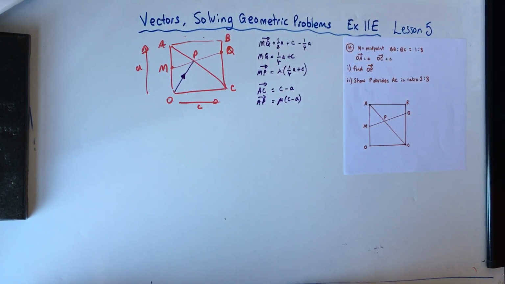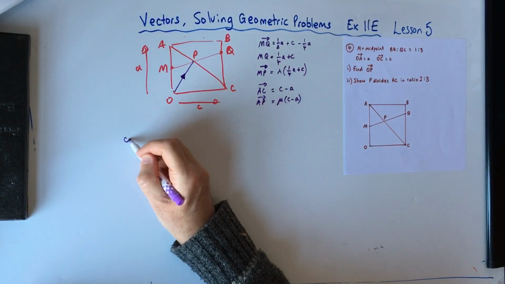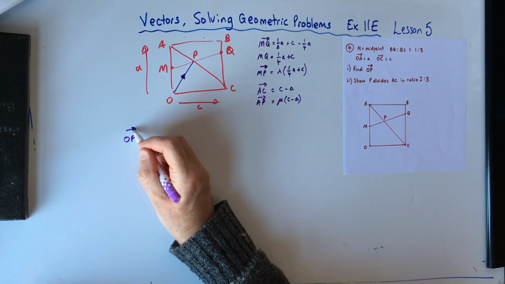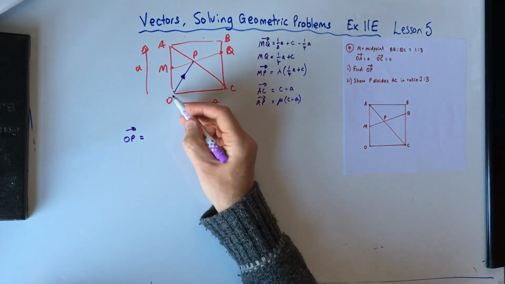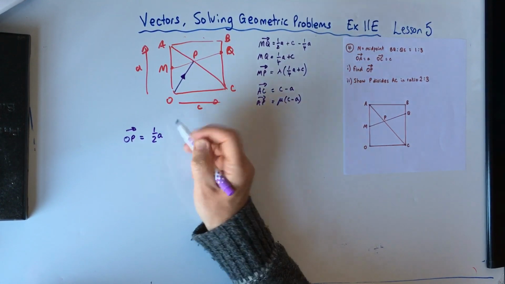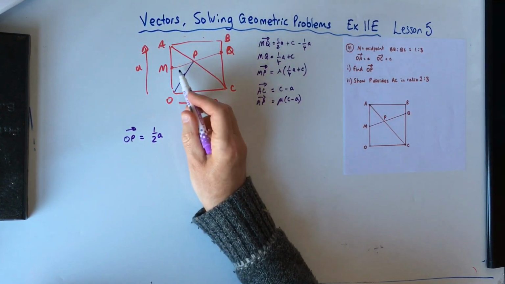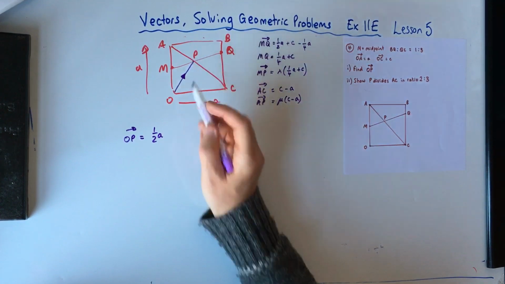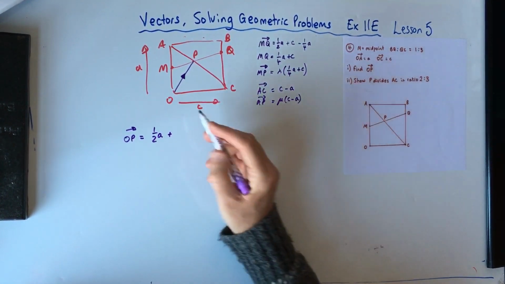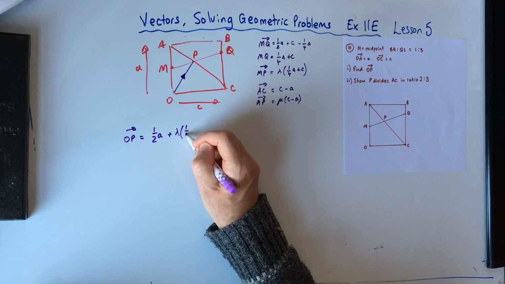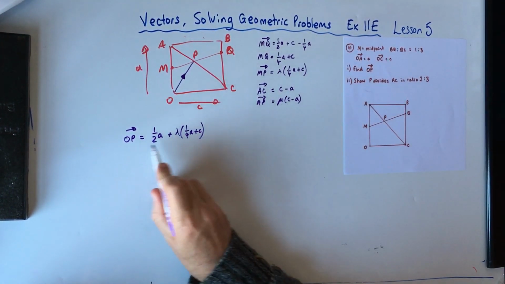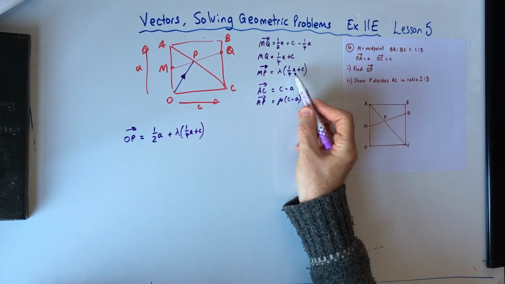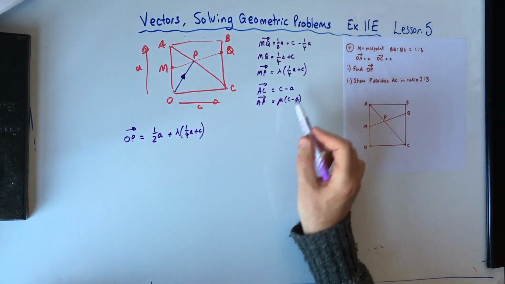Now, same as what we did on the last question. Now we've got those, O to P. O to P is OM, which is a half of A. I'm going to go straight to it now. Half of A plus MP. So it's plus, and MP is lambda, a quarter A plus C. Okay, so that is how to get it. So half of A plus some fraction of MQ that we've worked out.